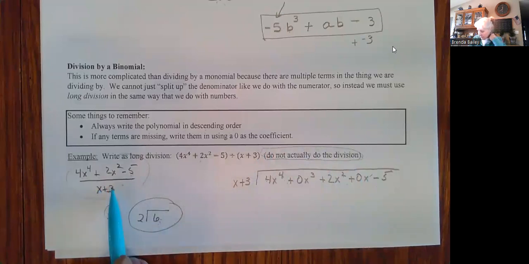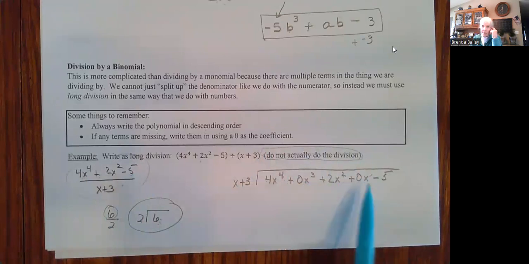So the bottom number comes out on the top. This goes inside, but if you're missing a certain term, you have to add it in as a 0x cubed. If you forget, you're going to see as you go through the process that things aren't lining up, and you'll have to erase it and go back and say, oh, I forgot to add. It's so easy to forget to add the missing terms.